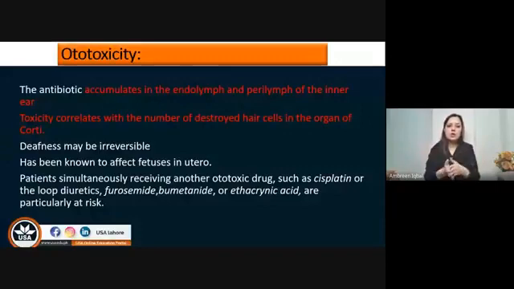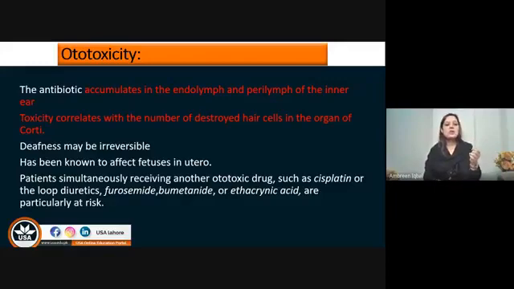of ototoxicity. Let's revise that this antibiotic is going to accumulate in the endolymph and perilymph of the inner ear, and it is going to destroy the hair cells, and that is going to cause deafness. And this deafness may be irreversible. If it's irreversible, you can't hear again. So it has been known to affect the fetus in the uterus. So even if a pregnant woman takes it, it may cross the placental barrier. So it may accumulate in the inner ear of the fetus.